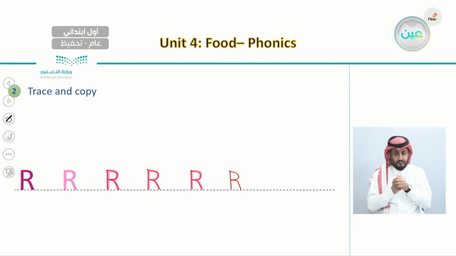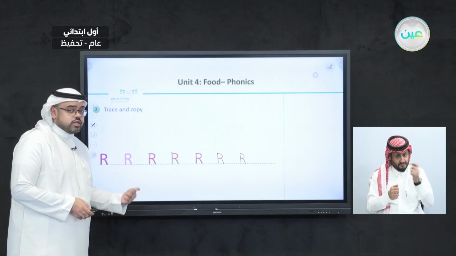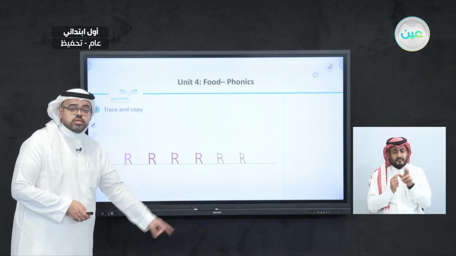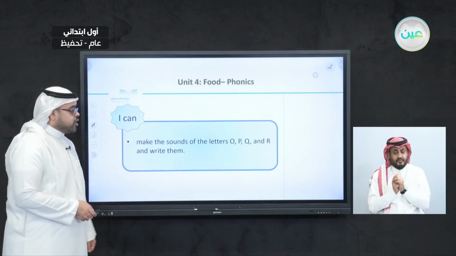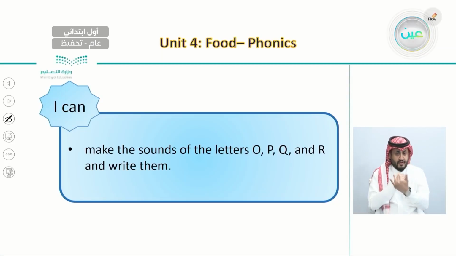This is the letter R. So we draw a line like this, and we make a small circle, and after this, we complete by writing letter R. So try this tracing. Trace the letters first, and after you trace them, try to copy them and write them on your own. At the end of this lesson, it is important that you can make the sound of the letters O, P, Q, and R, and also write them again.